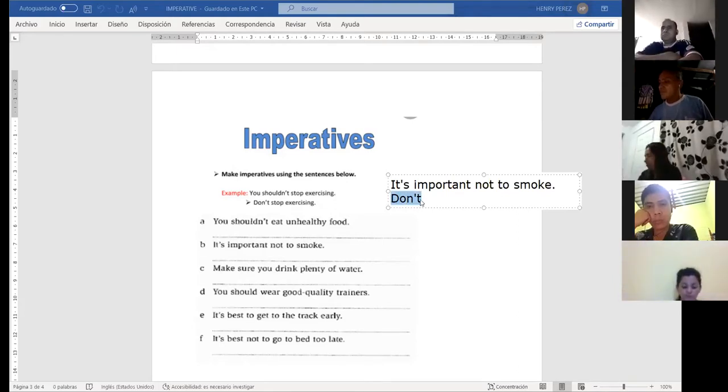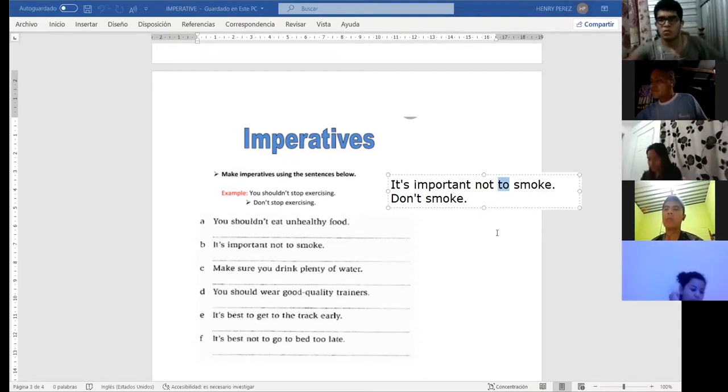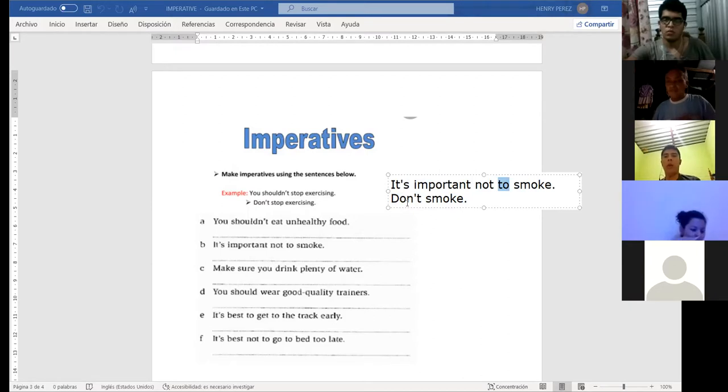Don't. Luego, ¿qué sigue después del don't? ¿Un qué? A verb. Un verbo, yes. ¿Cuál es el verbo aquí? Smoke. Very good. Hubieron varios que pusieron el to. El to no es un verbo. Es una preposición. Aquí puede ir la preposición porque es una oración completa: es importante de no fumar, pero aquí nomás decimos no fumar. Don't smoke. To es una preposición, por lo cual no pudiera ir aquí, porque la estructura es el verbo.